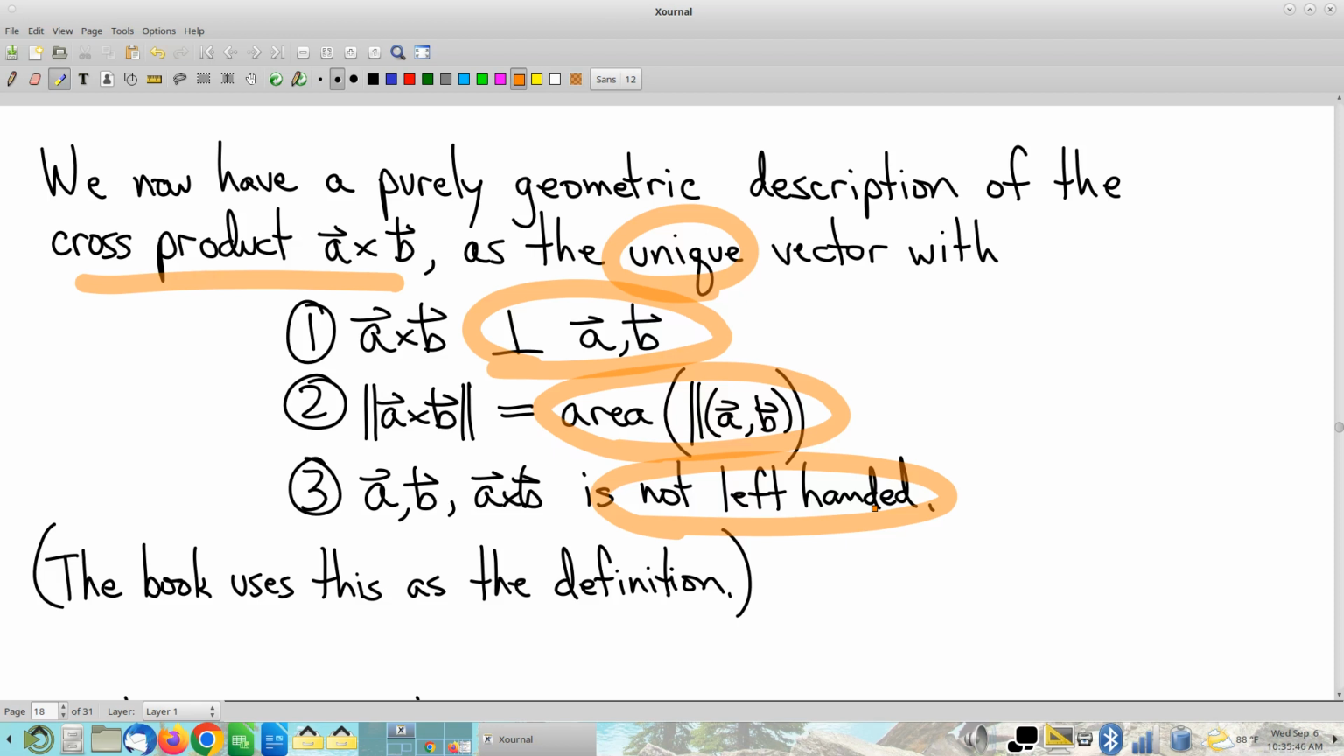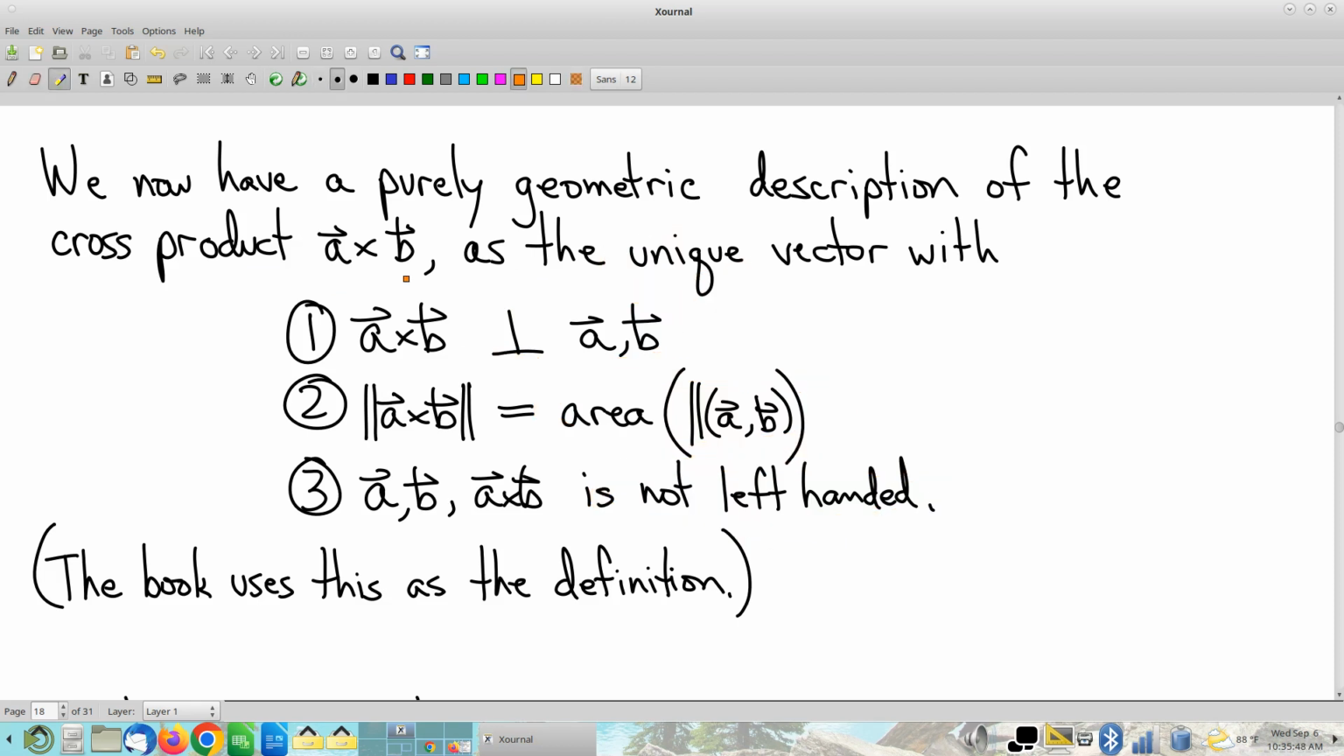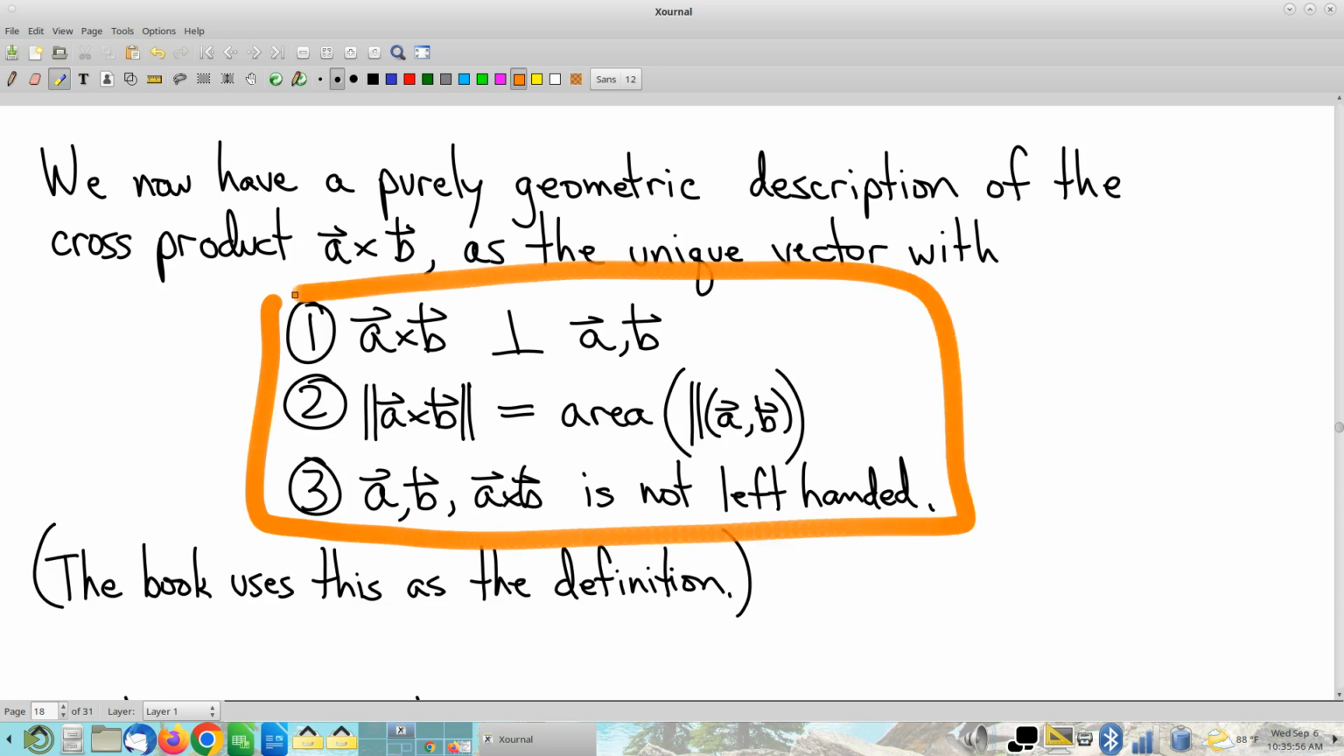Does it have to satisfy all three conditions? Yes. To be the cross product, or if it satisfies one, is that alright? No. These are not equivalent conditions. The cross product will always satisfy all of these, and only if a vector satisfies all of these can you know it's the cross product.